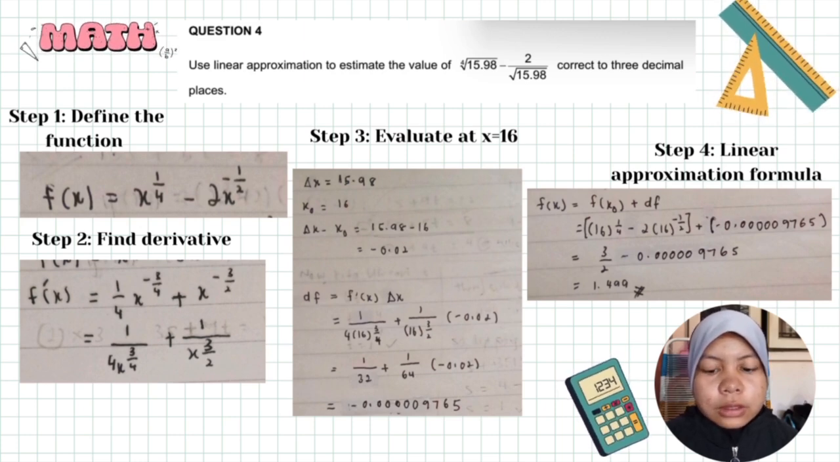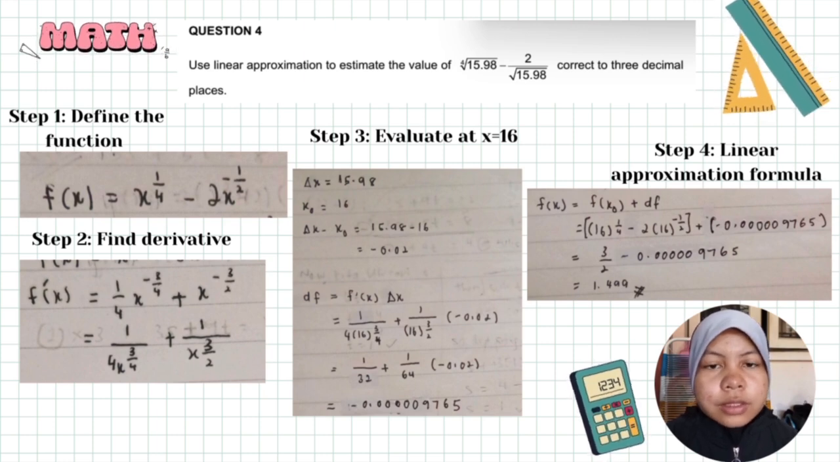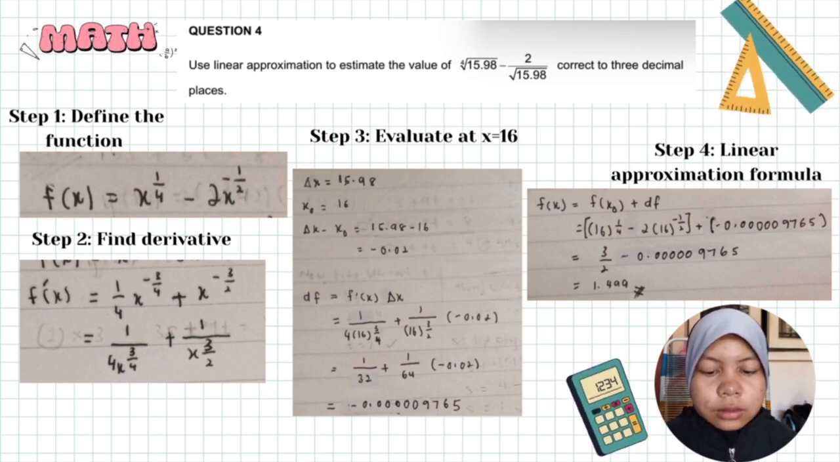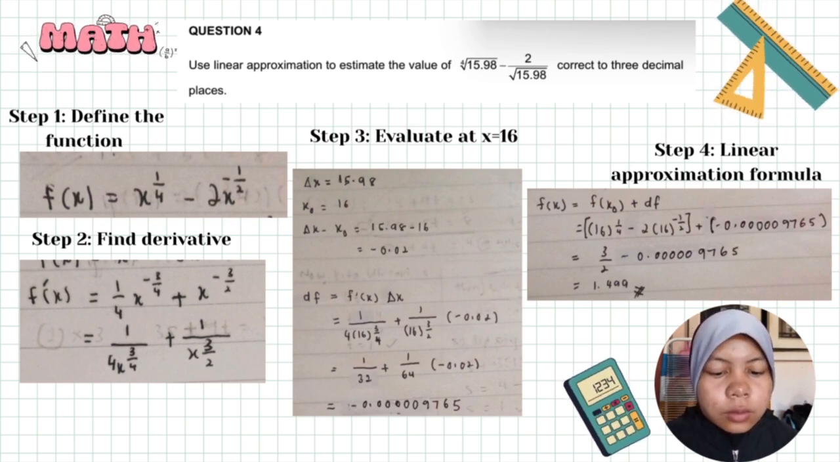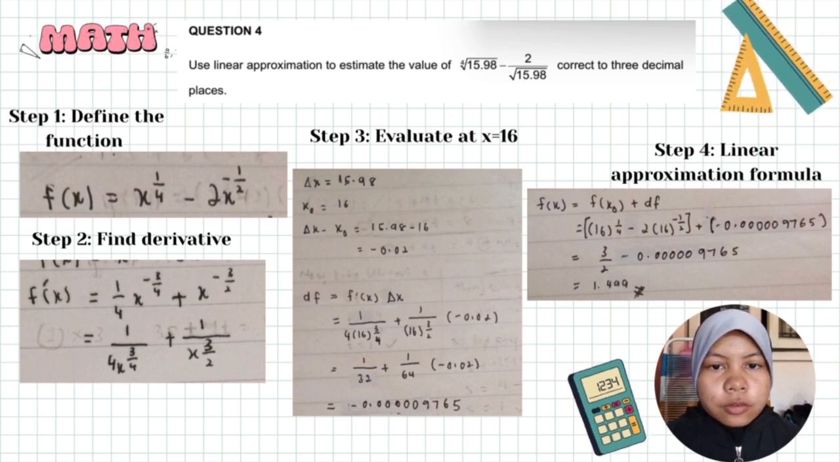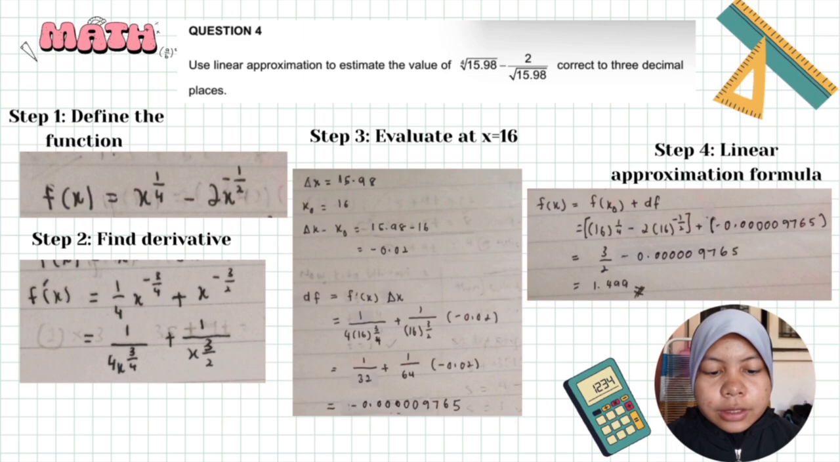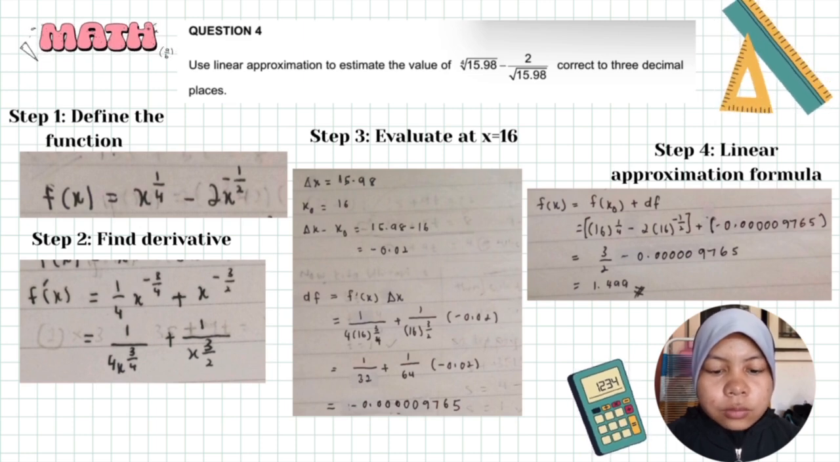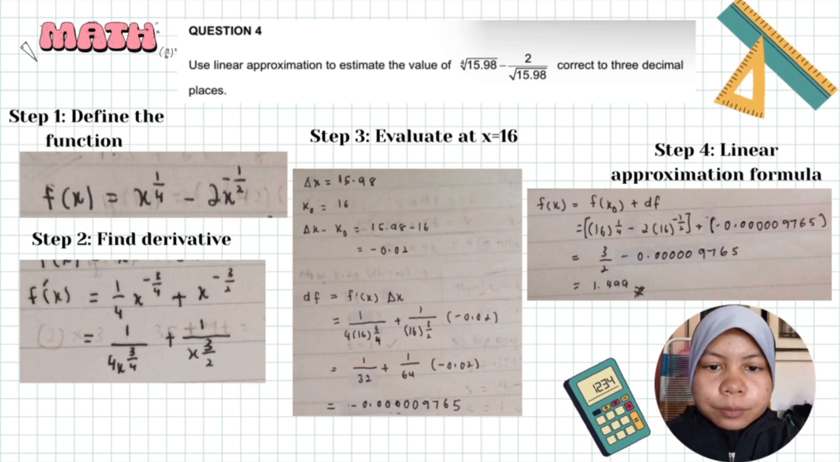For question 4, it said fourth root of 15.98 minus 2 over square root of 50.98, correct to 3 decimal places. So we need to use linear approximation to estimate this value. For step 1, we can write f(x) equals x to the power of 1 over 4 minus 2x to the power of negative 1 over 2.